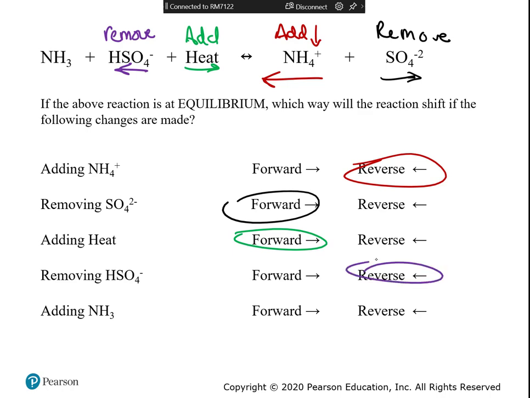And then the last one, what if I add NH3? If I add NH3, the reaction shifts away from whatever I add, so that would cause the forward reaction to occur. So this happens once you get something at equilibrium. If you change any of the reactants or products or the status of its energy, if you add heat or remove heat, that will cause a shift in that equilibrium.